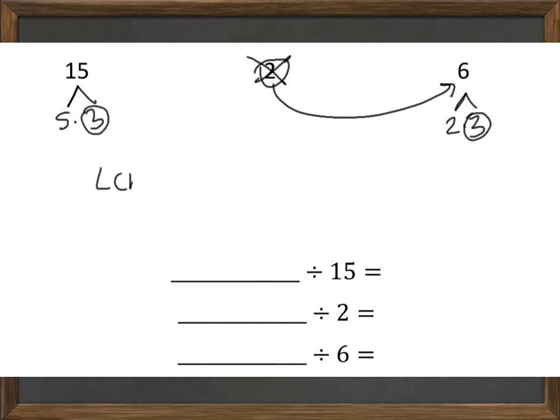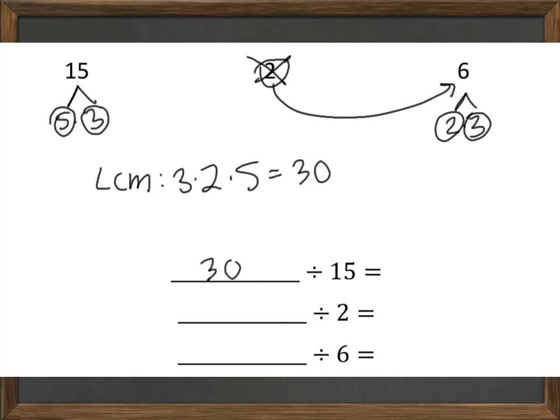So let's see if we can build our LCM. Well, we're going to put that 3 in there. And then we also have to put the 2 in there. And then we also have to put the 5 in there. So we have 3 times 2 times 5. That's 6 times 5, or 30. So the smallest number that is evenly divisible by 15 and 2 and 6 is 30.